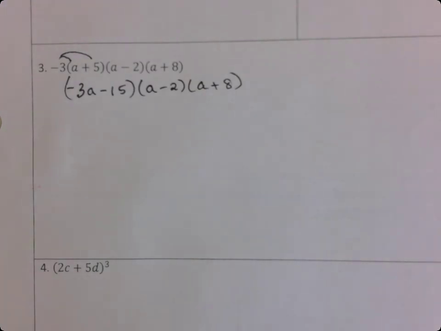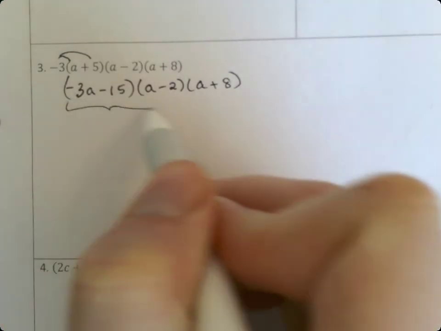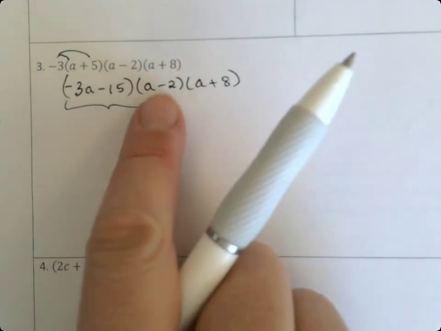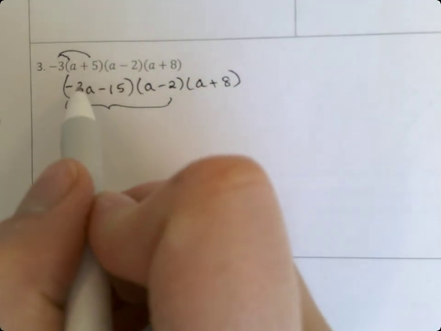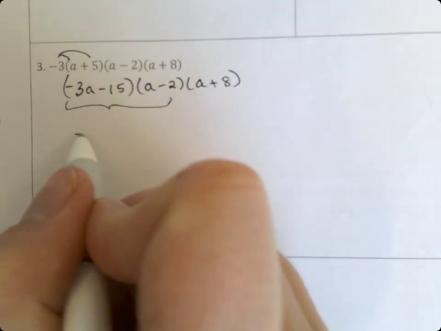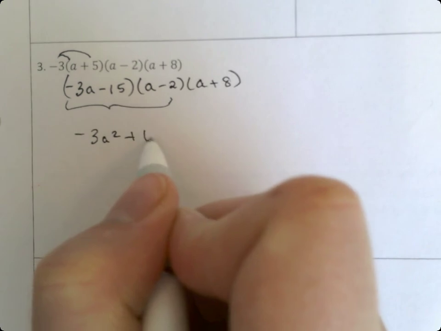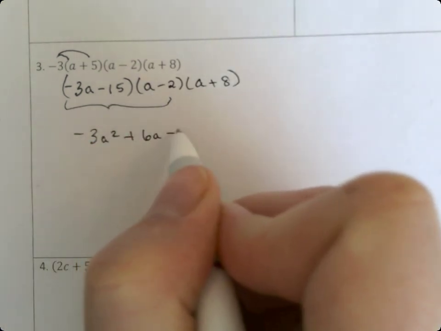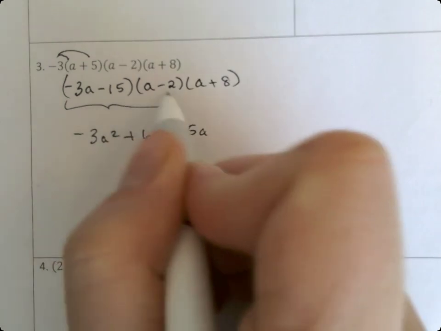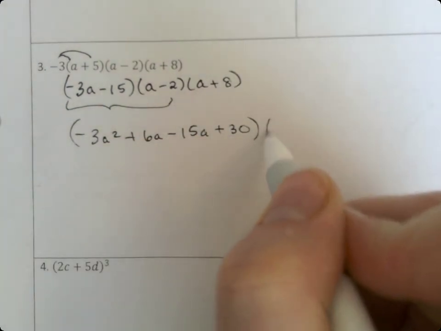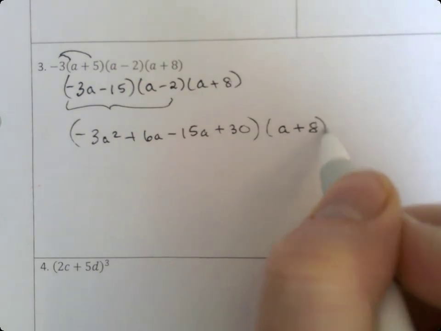All right, so a couple ways we can do it. I'm just going to keep going through. I'm going to put these two together and leave this at the end, but you could, again, have paired these up. So I'm going to FOIL this. Now it's going to be a negative 3a squared, and then a positive 6a, a negative 15a, and then a positive 30. That's staying in parentheses, and I have my a plus 8 in parentheses.